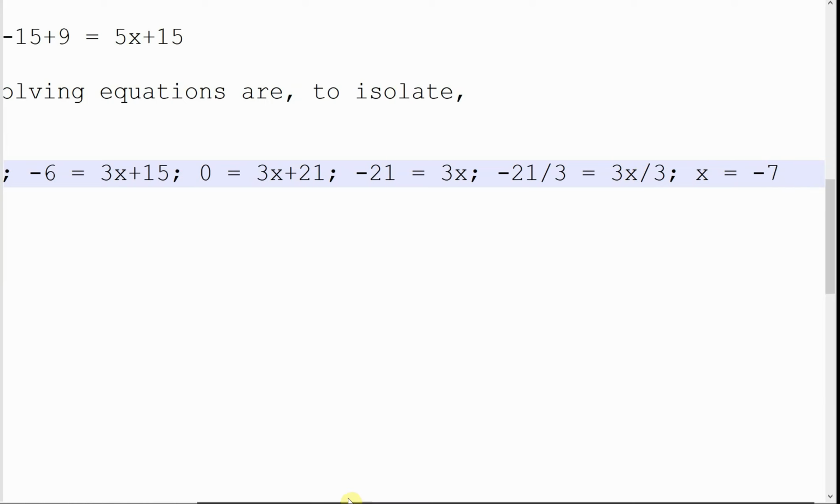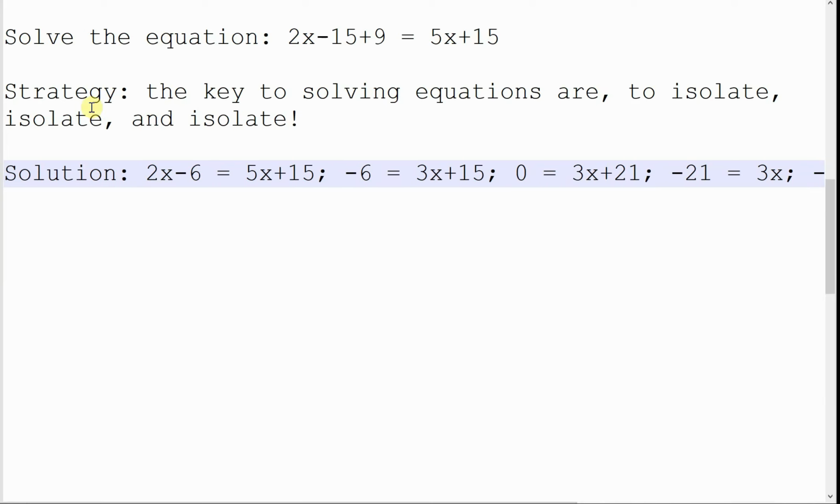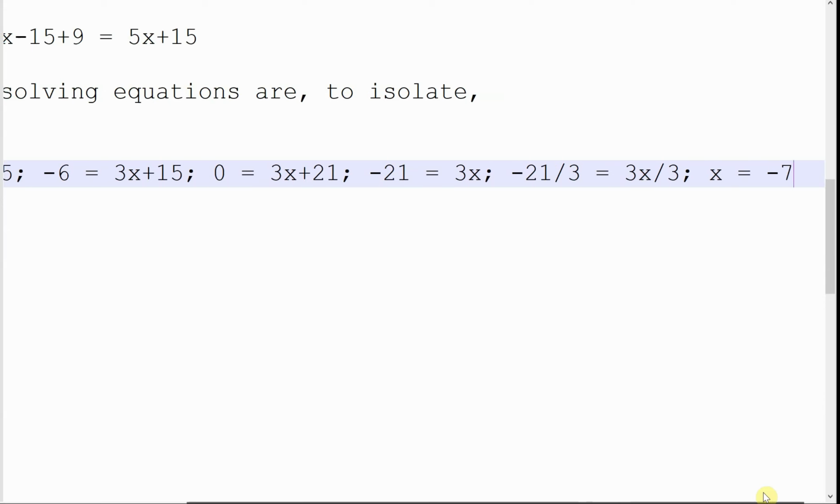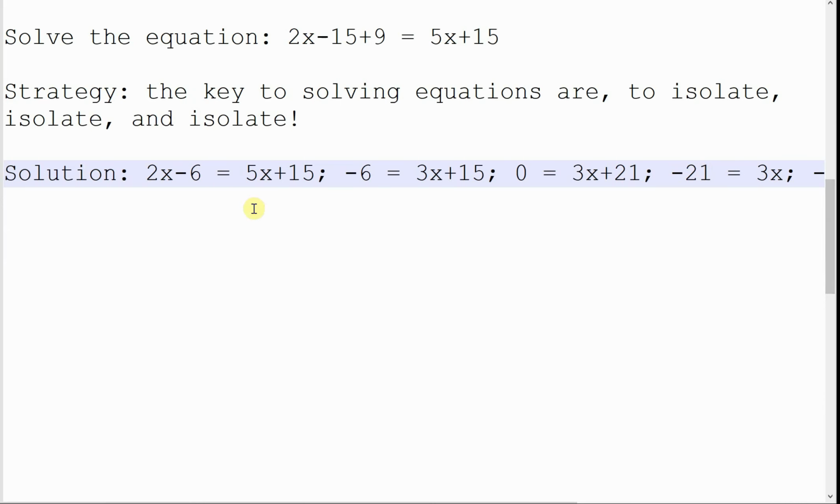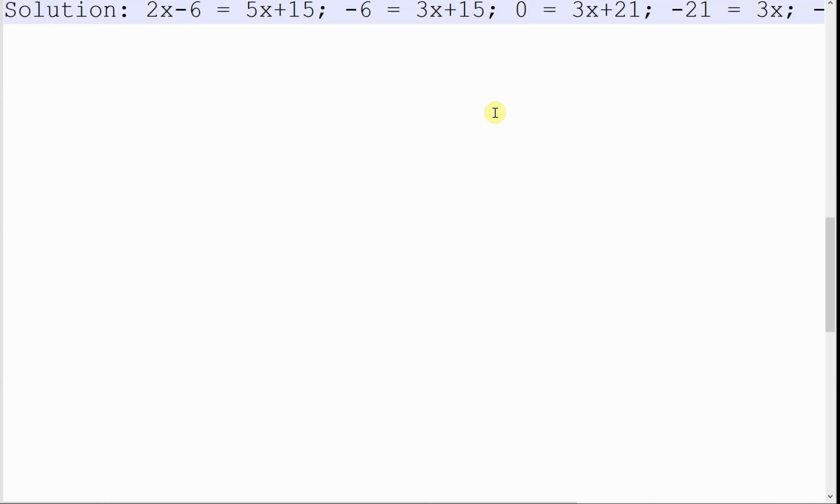Okay, that was an okay equation, but let's check if we have gotten this correct. We have gotten the answer -7 over here, so let's substitute -7 as x. -7 times 2 is -14, minus 15 is -29, plus 9 is -20. This side is -20. -7 times 5 is -35, plus 15 is -20. So we got it right. Okay, that was a good problem. Let's move on.